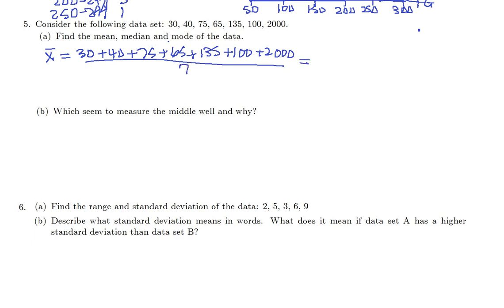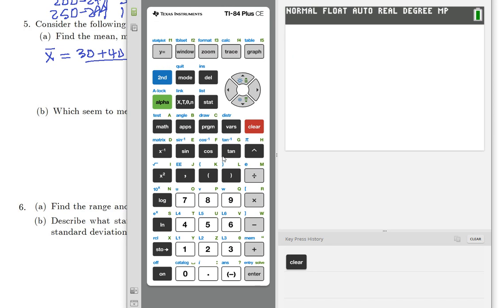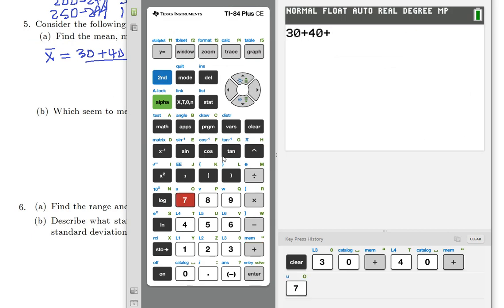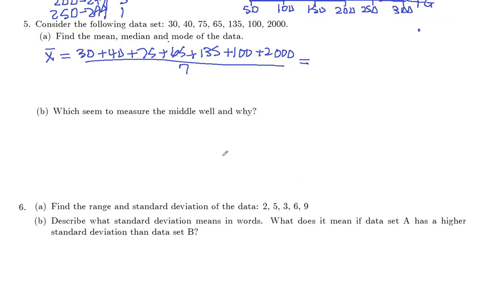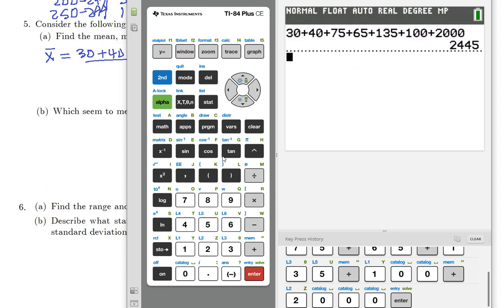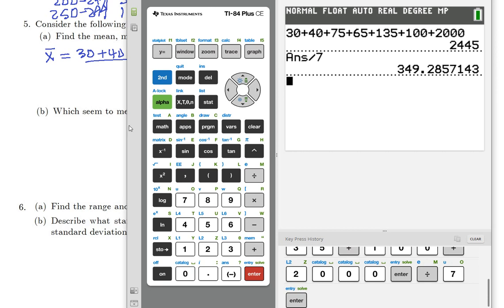Let's do that on the calculator real quick. So we've got 30 plus 40 plus 75, 65, 135. And then 100 and 2000. Which gives 2445. We divide that by 7. 349.3.